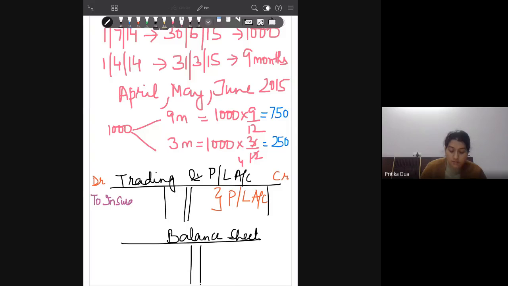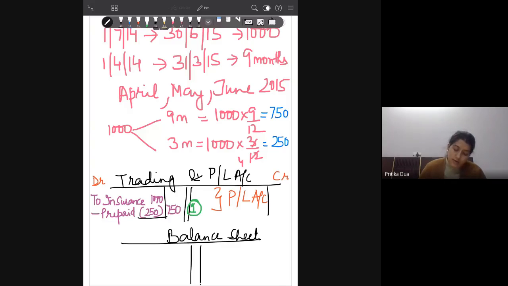Now the amount paid during the year is 1000. The prepaid amount will be deducted, which is 250, and you get 750 as the insurance for the current year. Okay, this is the first treatment of this adjustment in the final account. Now, prepaid insurance, I'll just mention it here also. This is the first effect of this adjustment.